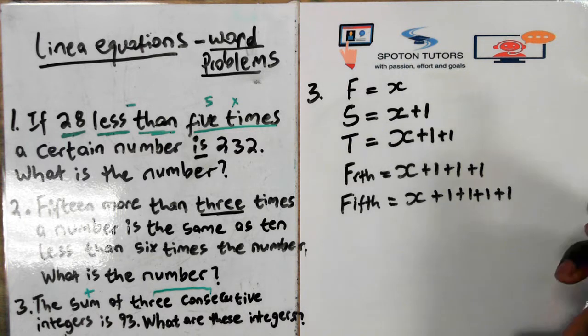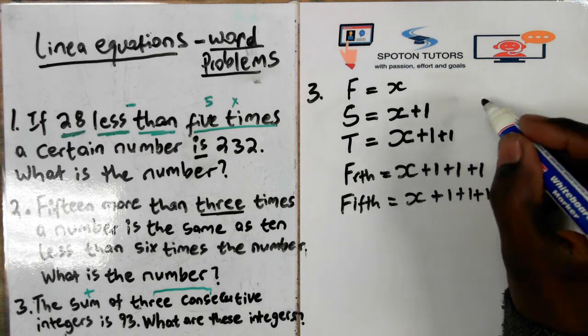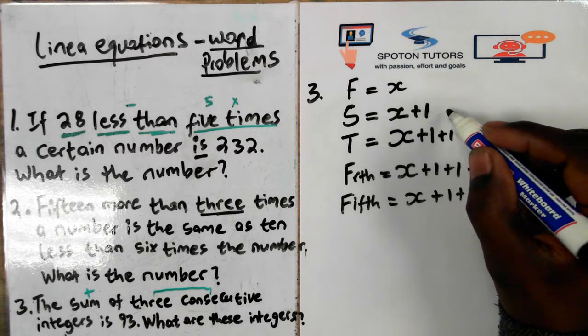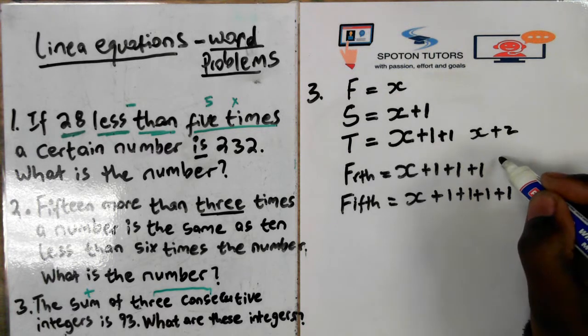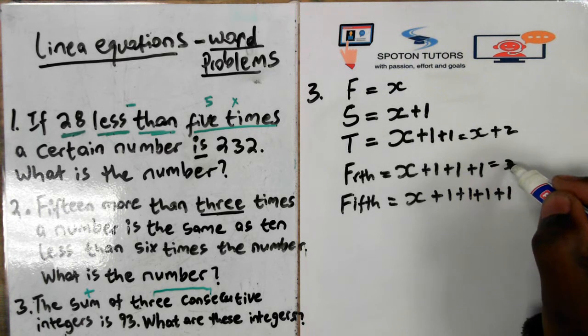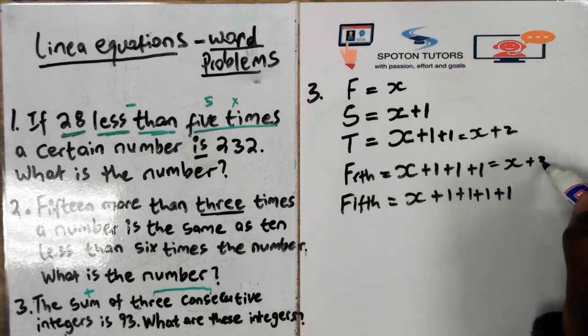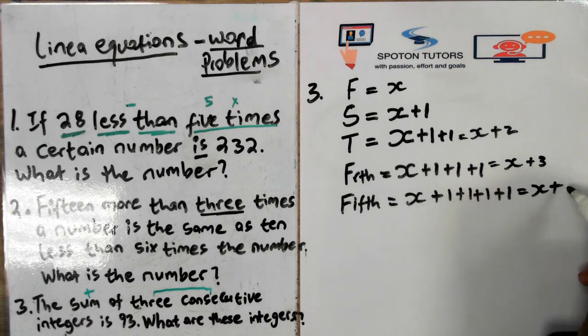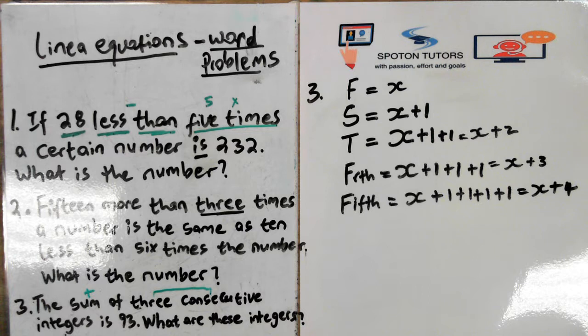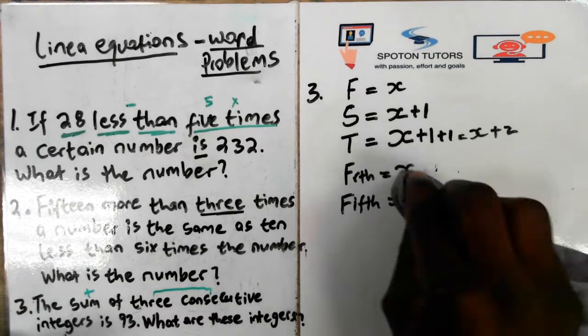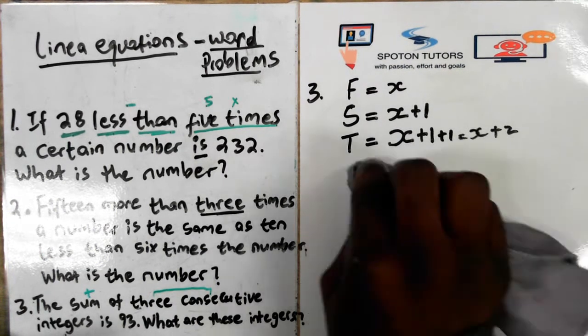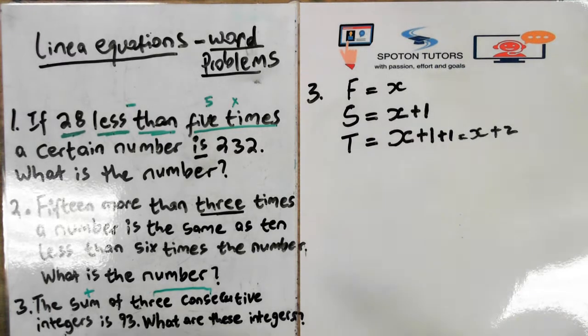Exactly 1 more than the previous number. So you would then obviously have here, just to explain this, x, this would be x plus 1, this would be x plus 2, this would be x plus 3. Now it makes sense. But for our solution, we are only interested until the third number. So we will stop here, then solve those equations.